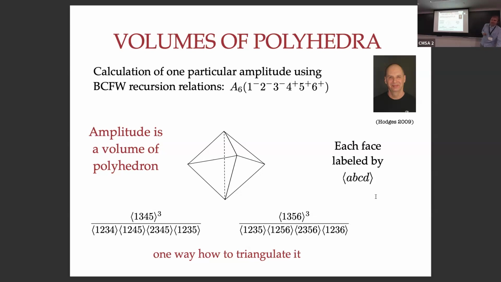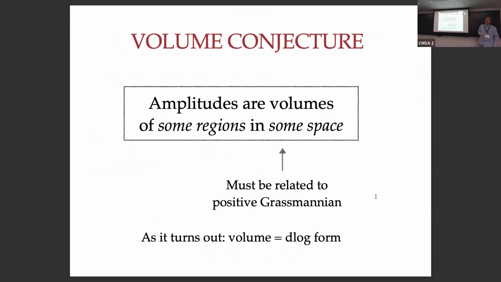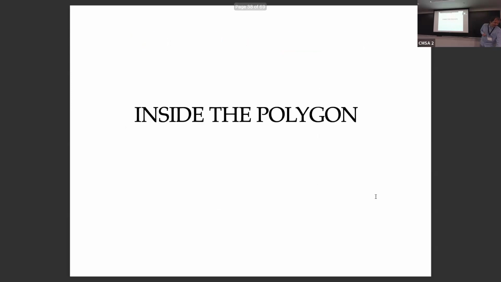Yeah, so this was the first time I was thinking about the amplitude as a volume and as a single object. After that, there was kind of a weak conjecture that amplitude should be some volumes of some regions in some space. But then later, because of the connection to the positive Grassmannian, it became obvious that the space in which this Hodges idea generalizes must be the positive Grassmannian. And the volume was then replaced by the notion of this D-log form that we already discussed before.